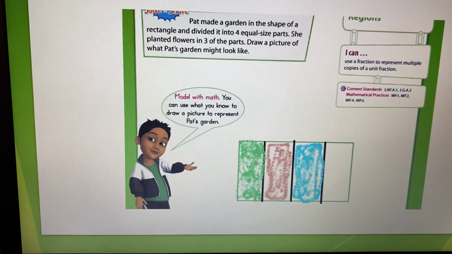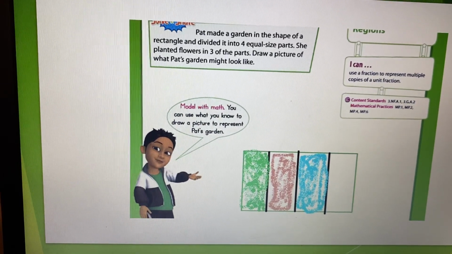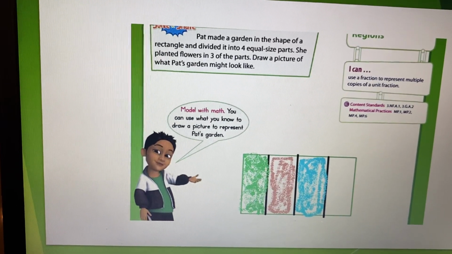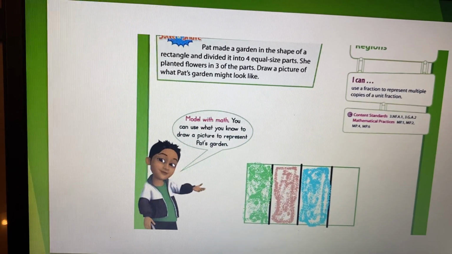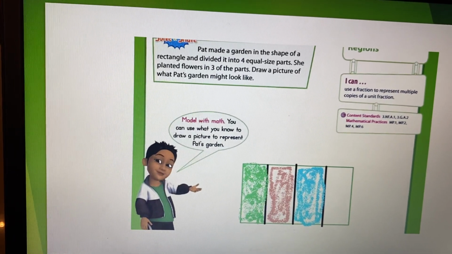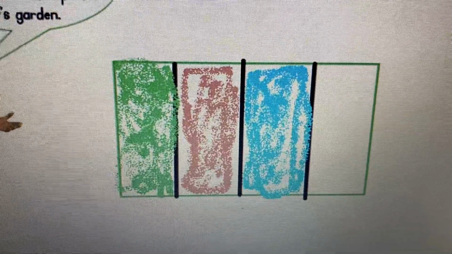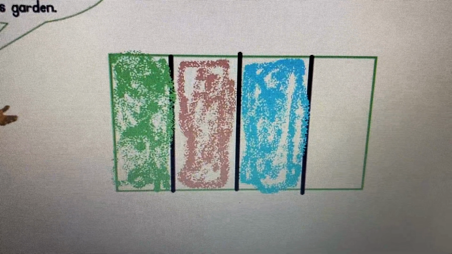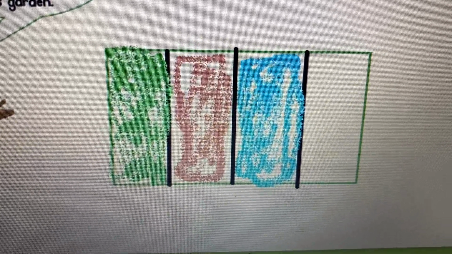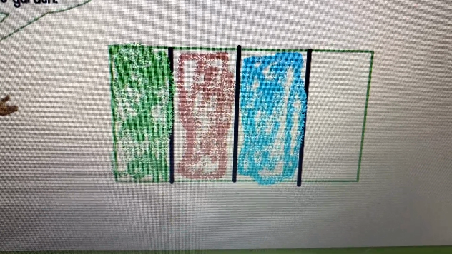The first question. Pat made a garden in the shape of a rectangle and divided it into 4 equal-sized parts. She planted flowers in 3 of the parts. Draw a picture of what Pat's garden might look like. So here, I divided the rectangle into 4 equal parts. And since she planted the flowers in 3 of the parts, I colored 3 parts. So I have 3 parts out of 4 shaded or planted with flowers.